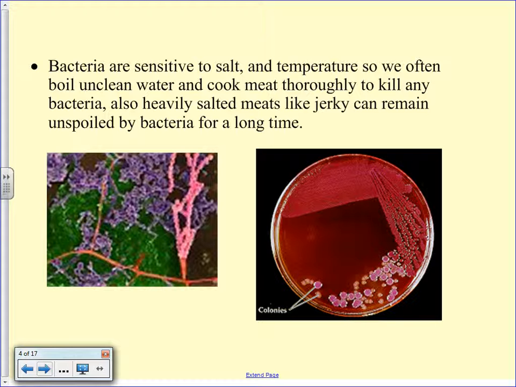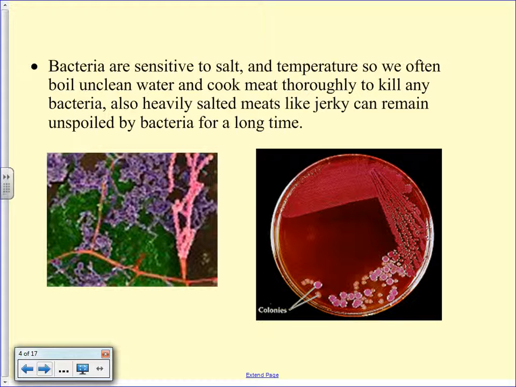So we boil unclean water and cook meat thoroughly to kill any bacteria. Also, heavily salted meats like jerky can remain unspoiled by bacteria for a long time. How many people have ever made jerky before? You put in the curing salt, then you season it to make it flavorful, and then you dehydrate it. All of that helps prolong how long it will last before it becomes spoiled by fungus, bacteria, etc., because they don't like those conditions. If you've got a lot of salt and very little water, osmosis is going to be working against you, even if you're a bacteria. So it works pretty well that way.